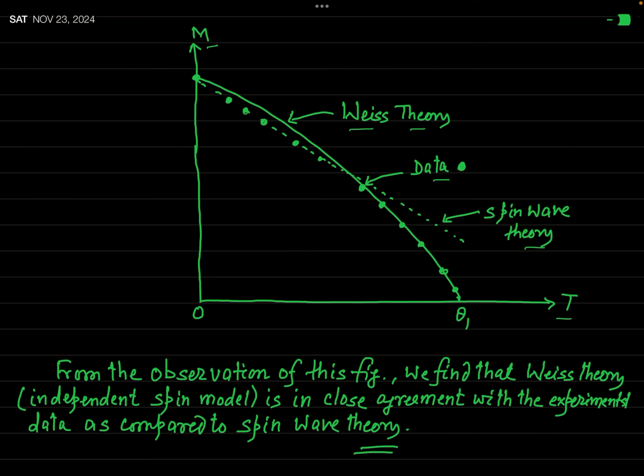And from observation of this figure, you can see that Weiss theory, which is actually the independent spin model, is in close agreement with the experimental data as compared to the spin wave theory, which we have discussed in this video. So you can say that spin wave theory does not agree with experimental result at higher temperature. But at lower temperature it fits with experimental result well.